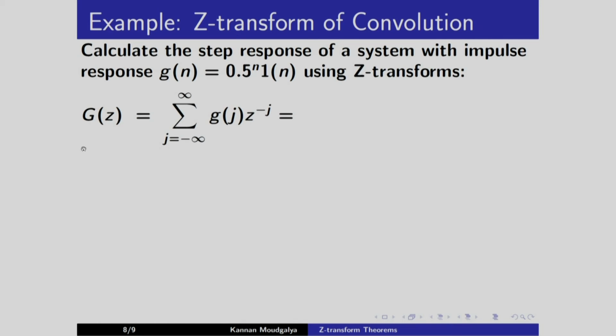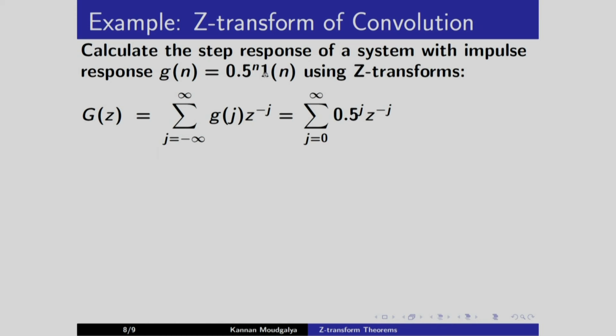So let us evaluate g of z. What we will do is we will calculate the Z transform of g, we will calculate the Z transform of the step, we will multiply the two and then we will obtain the result. So let us evaluate g of z given g of n to be this. This is the way we defined Z transform. Let us substitute.